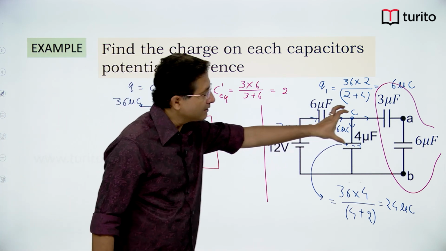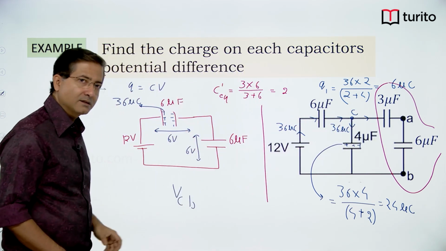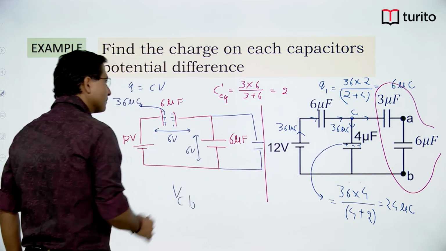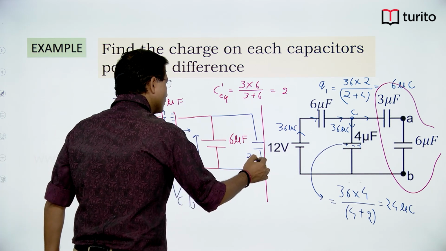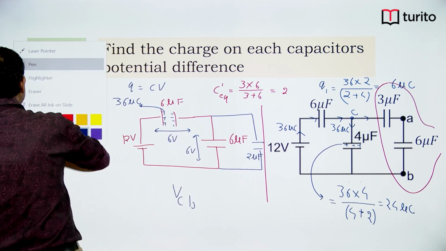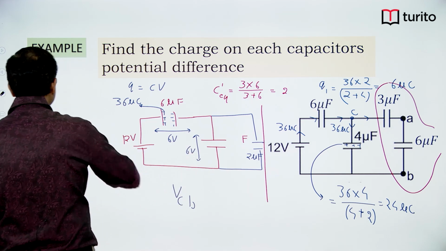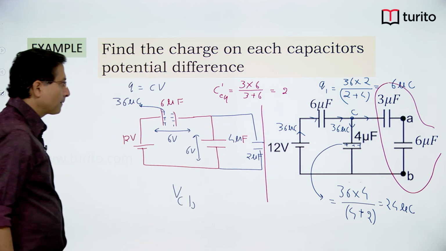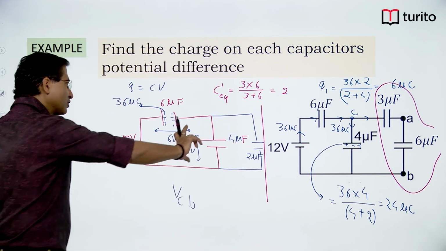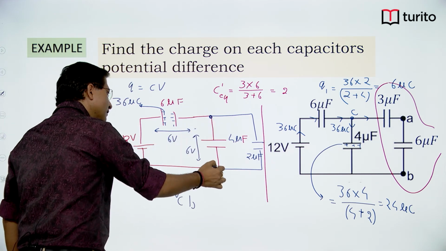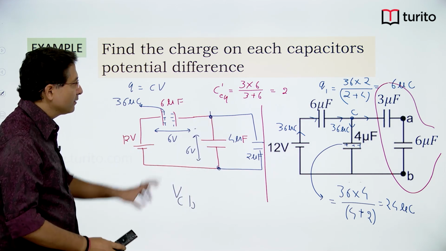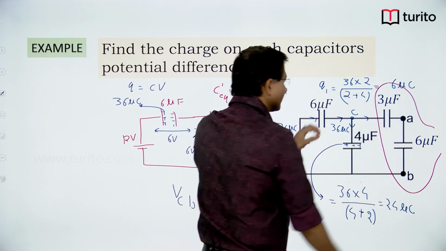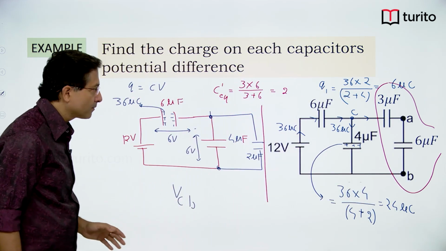This 4 and this 2 was 6. So this is nothing but this 2 and this 4. As you can see, the voltage drop across these two terminals is 6 volt. You can directly predict this voltage will be equal to this voltage, and voltage across here is 6 volt.